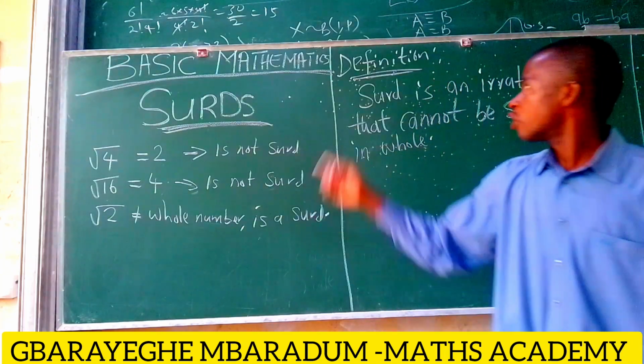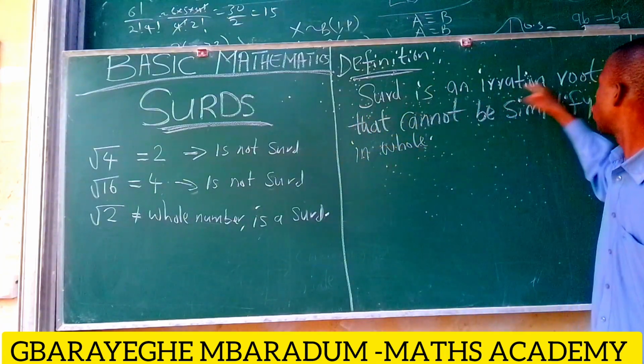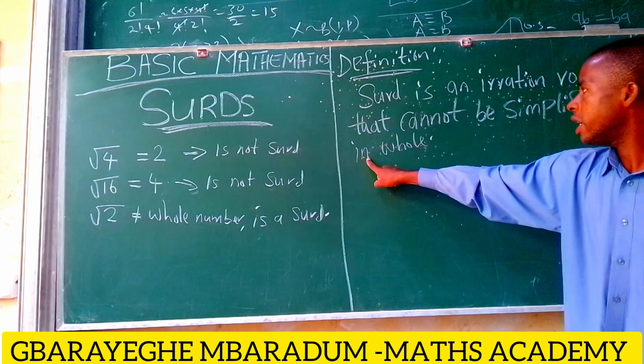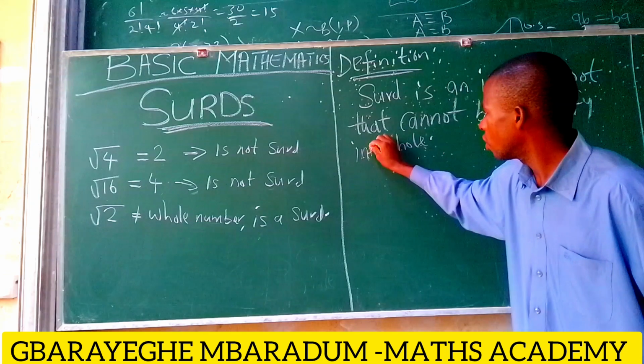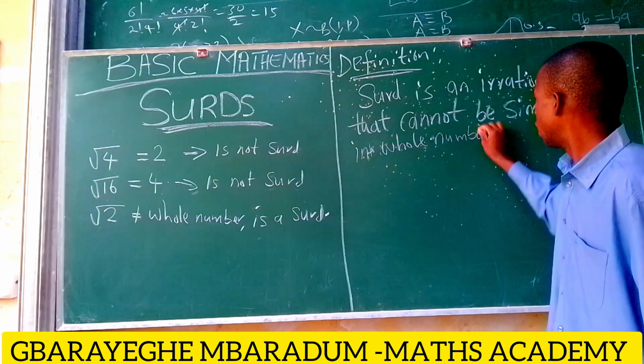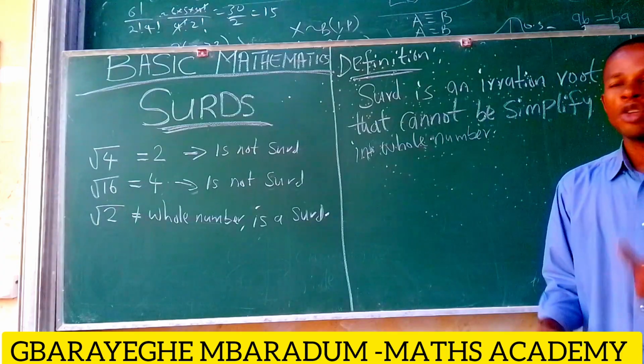I said that surd is an irrational root that cannot be simplified into a whole number. That is what a surd is.